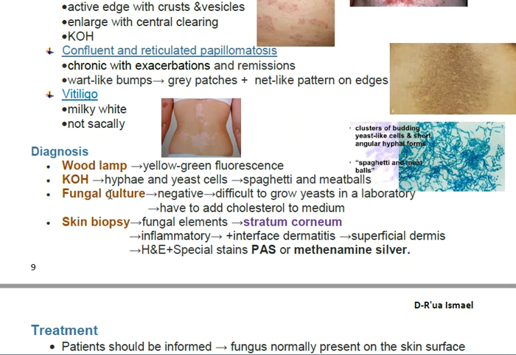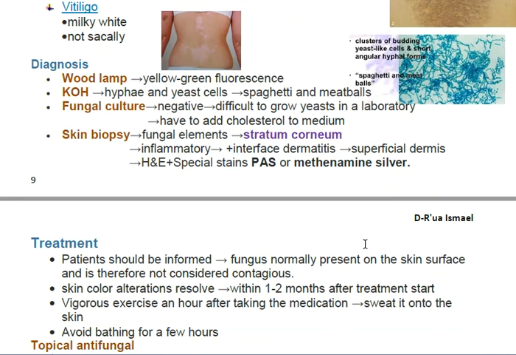Fungal culture is negative, as it is difficult to grow the yeast in the lab. It needs cholesterol in the medium to grow because it is lipophilic. Skin biopsy shows fungal elements in the stratum corneum and interface dermatitis.